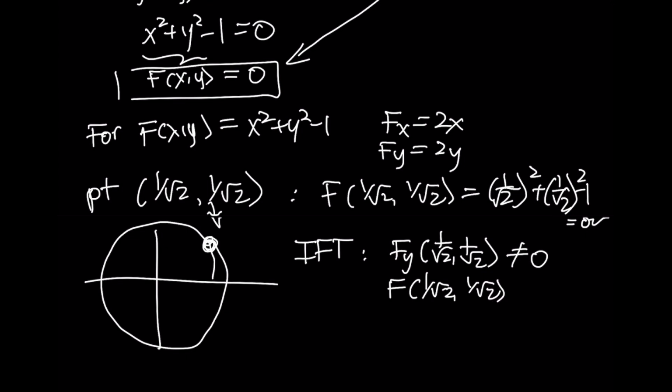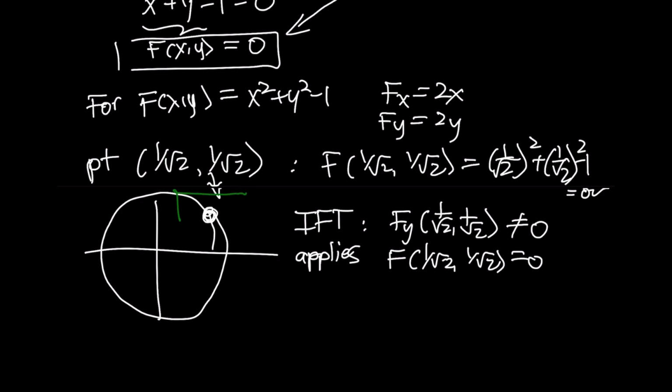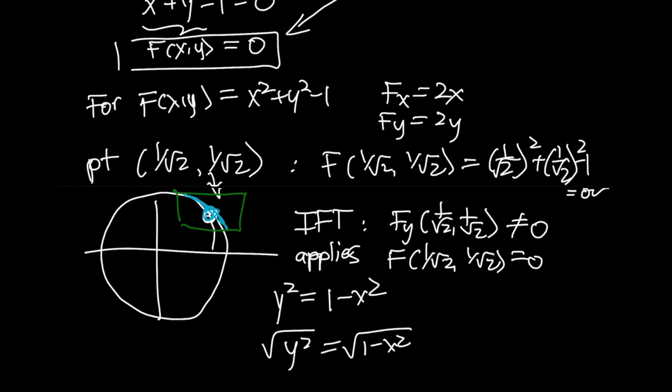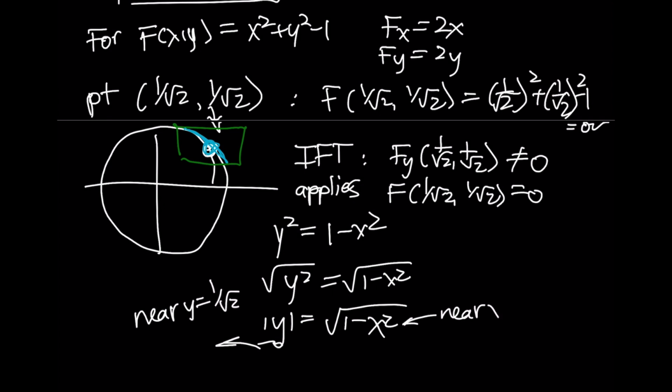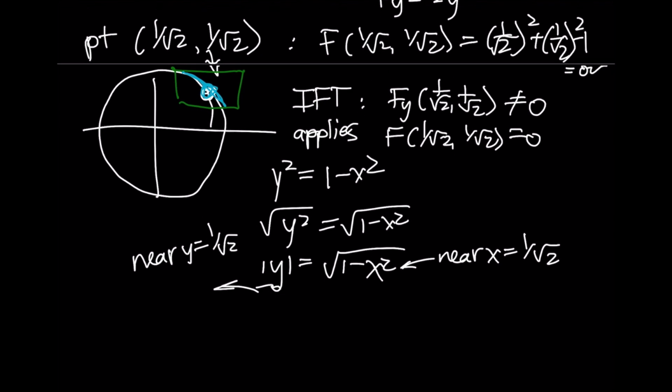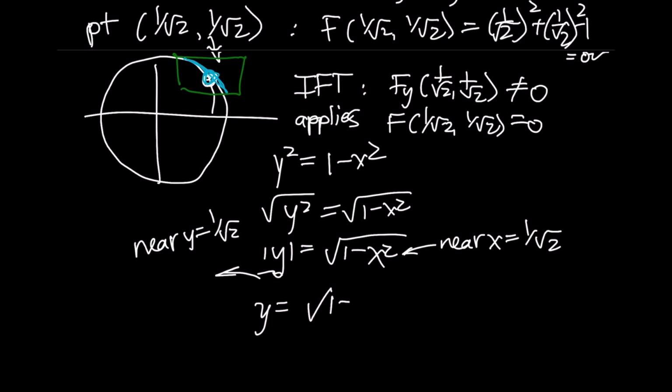And what it's saying is that there's some box around that point where y is a function of x. You could see for yourself right here that it's going to pass the vertical line test. Take this formula and reorganize it. Take the square root of both sides. The absolute value of y is equal to this. And as long as we are near that point, y equals 1 over root 2, and as long as we are near x equals 1 over root 2, then this will be completely valid. And yes, we have y is a function of x here.